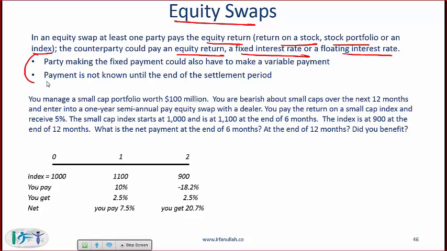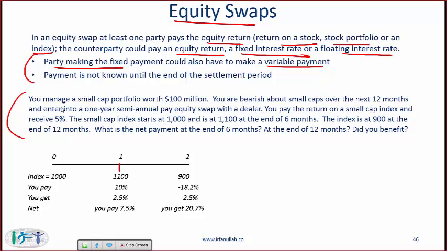There are 2 important points to remember with regards to equity swaps. The party making the fixed payment could also have to make a variable payment, and we'll see that through an example. Also, when you have multiple periods, then the amount that needs to be paid is only known at the end of the period. Unlike interest rate swaps, where you know how much will be paid at the start of a period. So at the start of the period in an interest rate swap, you know who will pay whom how much at the end of the period.